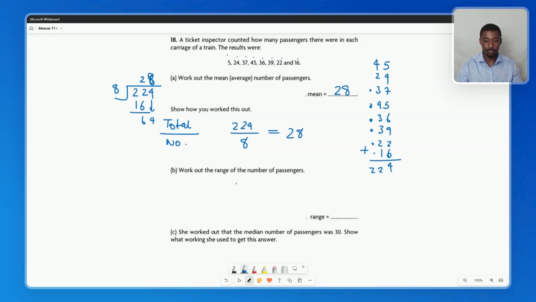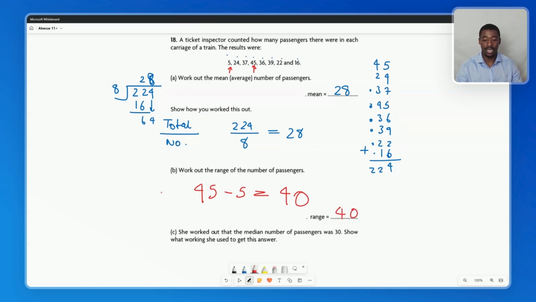And then for the range, it's quite simple because all we're doing is taking the biggest number and subtracting the smallest number. So let's identify those numbers. The biggest looks like it's 45, and the smallest looks like it's 5. So 45 minus 5 gives us what? 40. So 40 is our range.